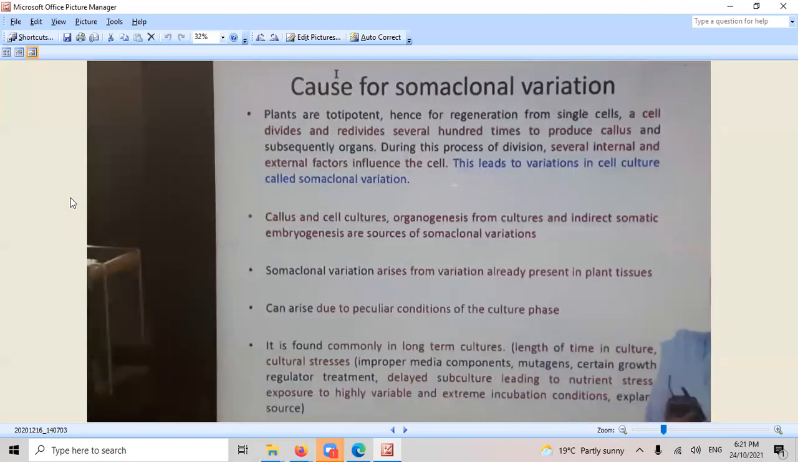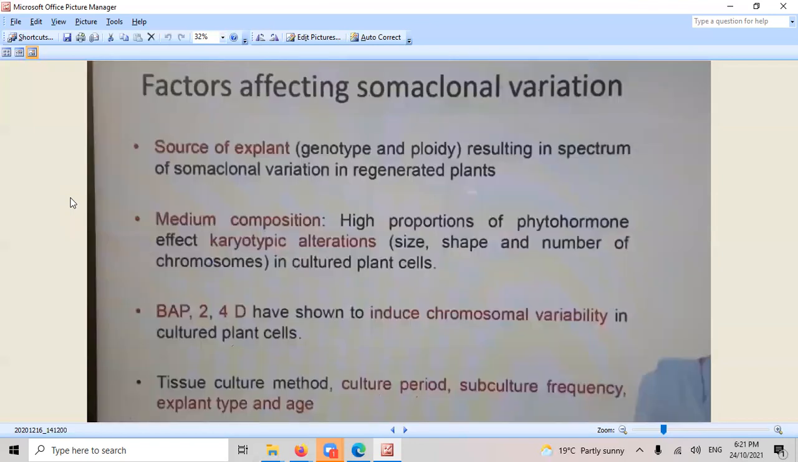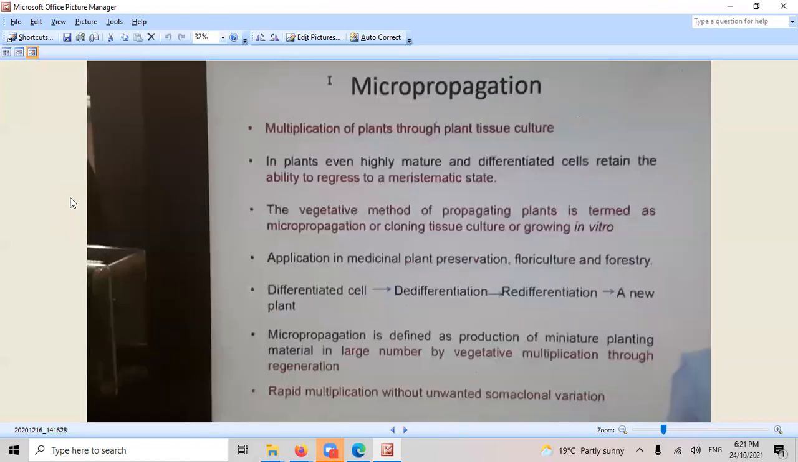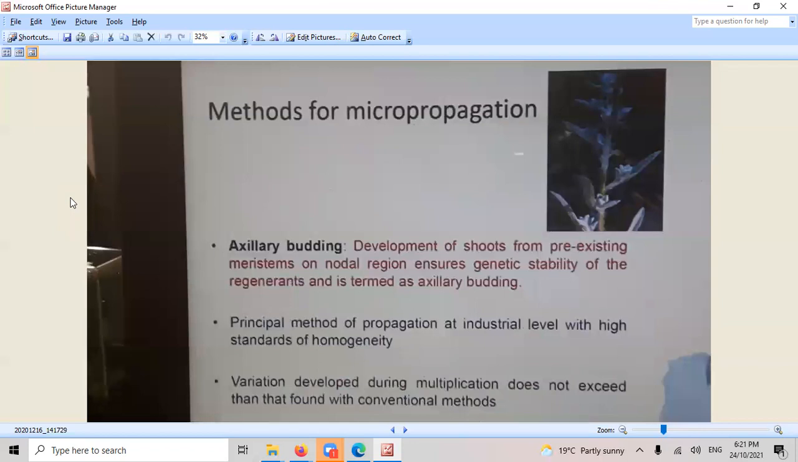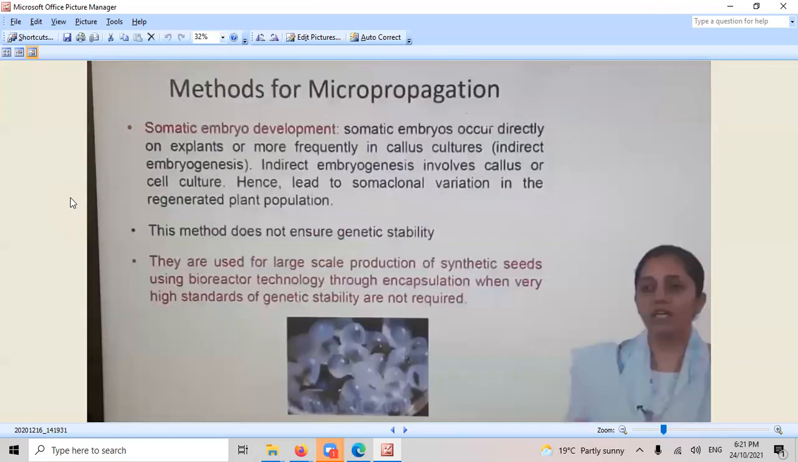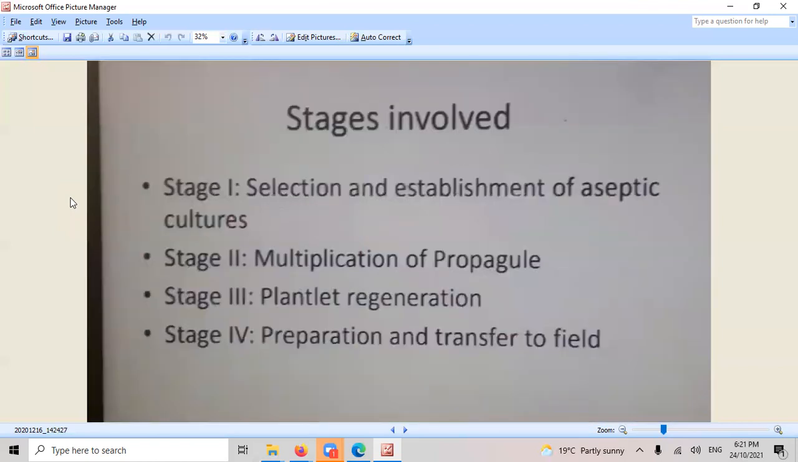Somaclonal variation. A somaclone means it's just a tissue culture clone, so somaclonal variation means when it's got a tissue culture variation. Here we go, getting more fun. Tissue budding. Methods of micropropagation. Look at those little micro balls, they're so cool. You can make them.